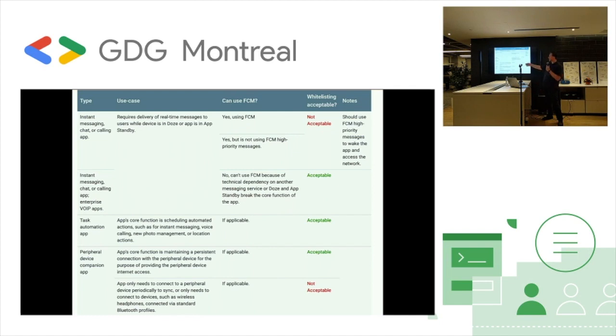And maybe, the second one on the list here, there's a voice over IP application, but they can't use FCM for some other reason. Okay, that's acceptable. And then they talk about task automation and peripheral devices. But for a music company, we didn't fit in any of these situations.